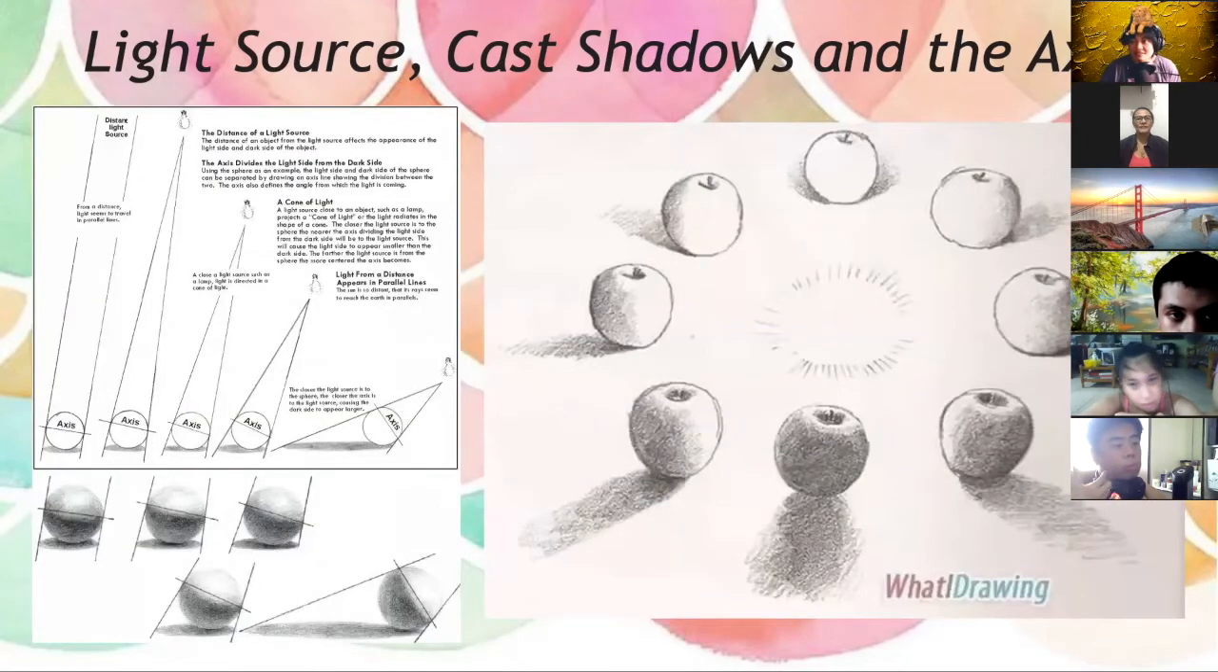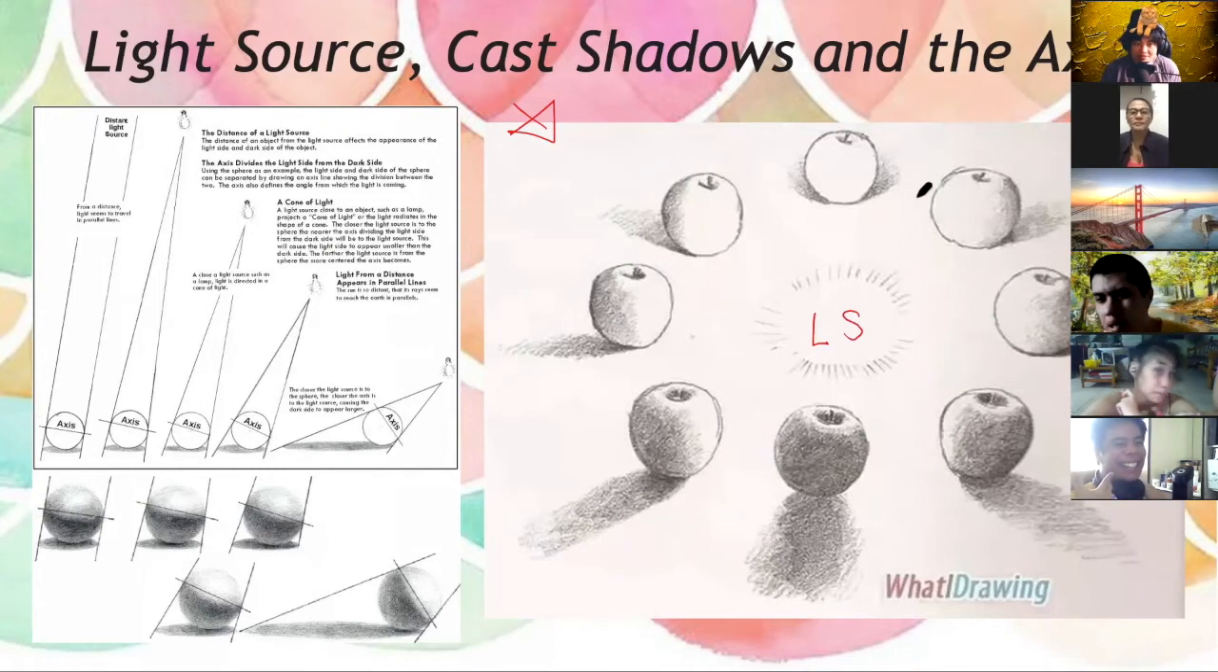Ayan. So these are just more examples of light source, cast shadows, and axis. So this is when everything comes together. Kasi when we were discussing them a while ago, it was just light source lang, cast shadows lang, and then yung axis. Axis is the angle of the light source, right? So as you can see here, in this example, you can see that the light source is in the middle. And then the apples are in different angles.